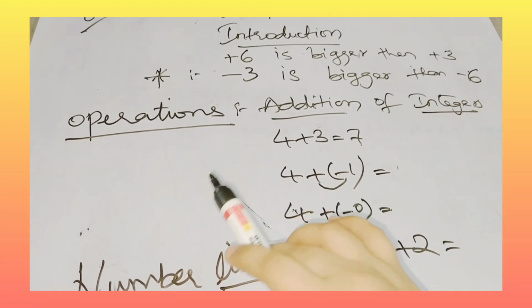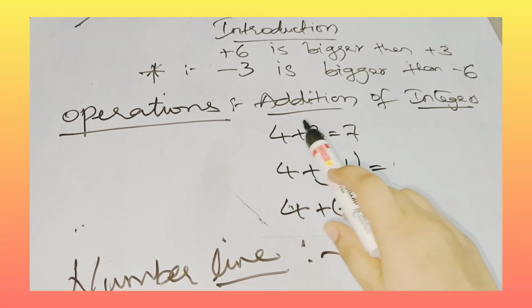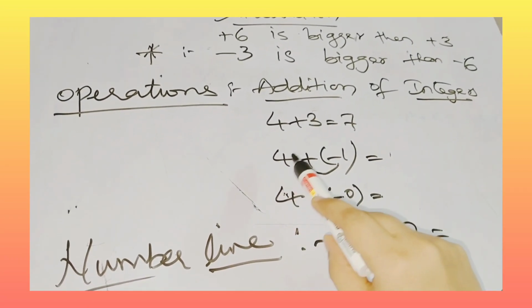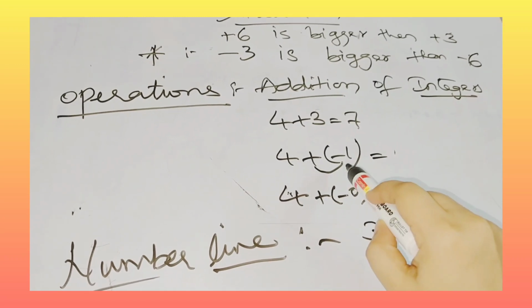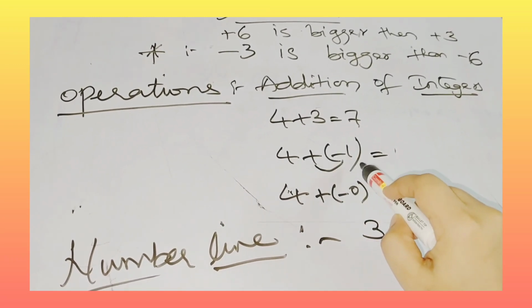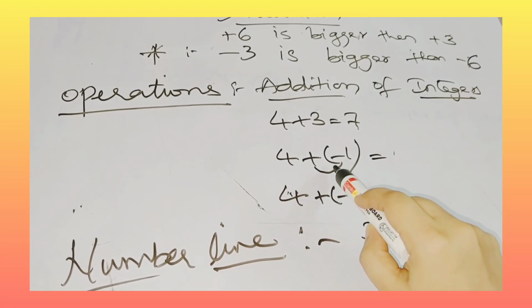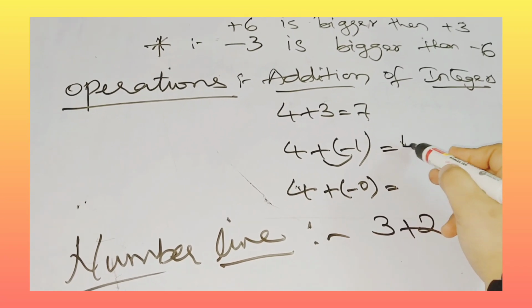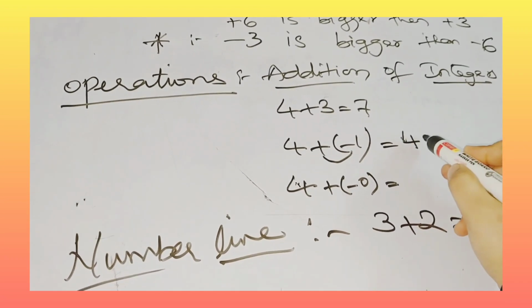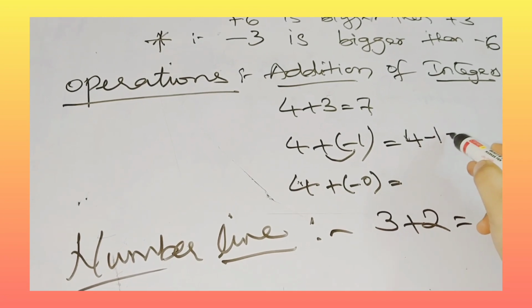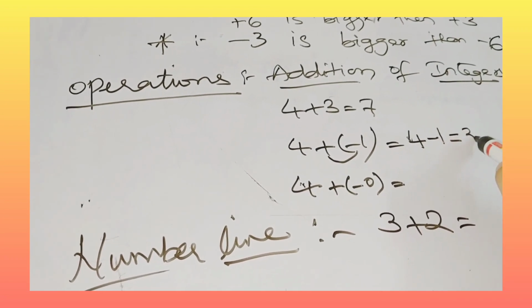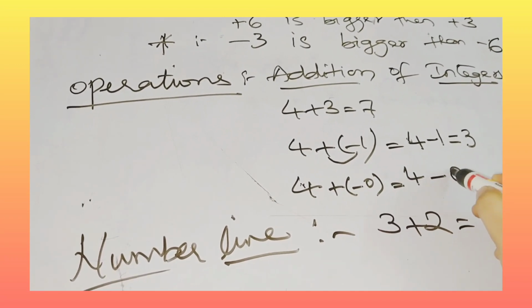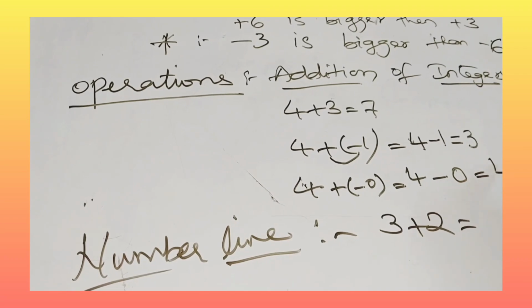Now the operations of integers. Addition of integers. Here 4 plus 3 is 7: 4, 5, 6, 7. Here 4 plus of minus 1 is there. What you have to do is multiplication. Plus into minus is minus. Here you can write 4 minus 1, which is equal to 3. Now again 4 plus of minus 0 is 4 minus 0, which is 4.